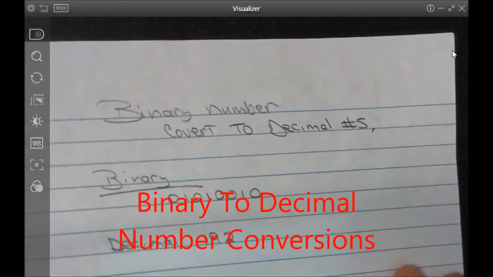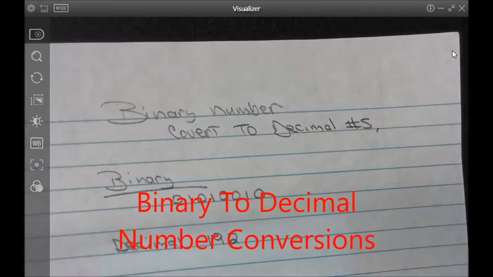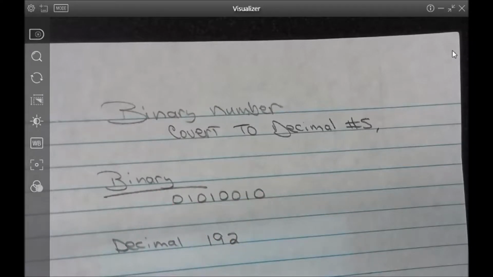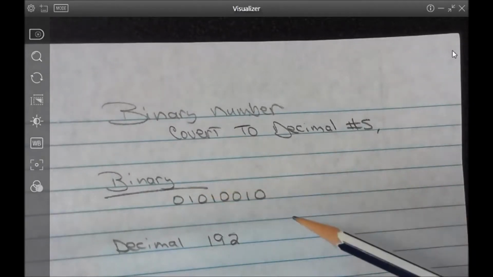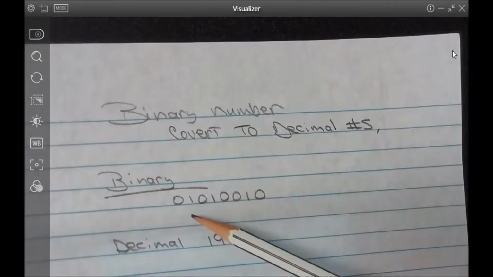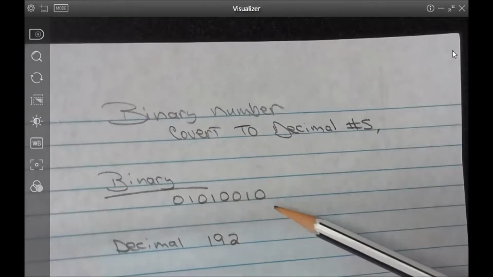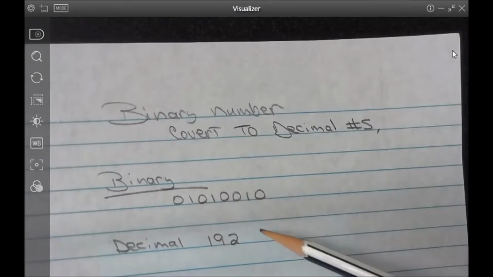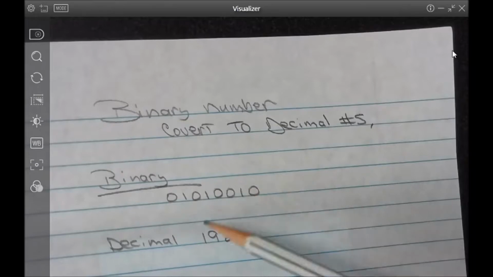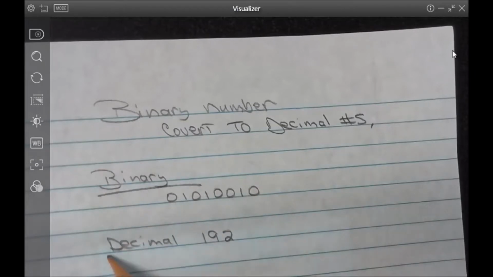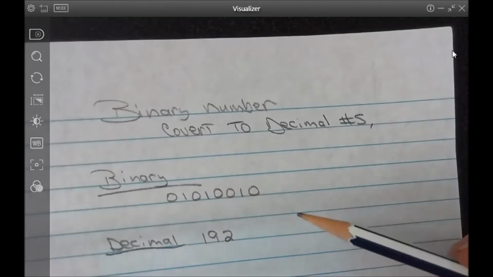All right, today we're going to discuss converting binary numbers to decimal numbers. The first thing we want to do is review what a binary number is. A binary number is a number that is expressed in zeros and ones. Numbers expressed that way we can convert to decimal numbers, and a decimal number would be a number such as the example here, 192, which is just a whole number.